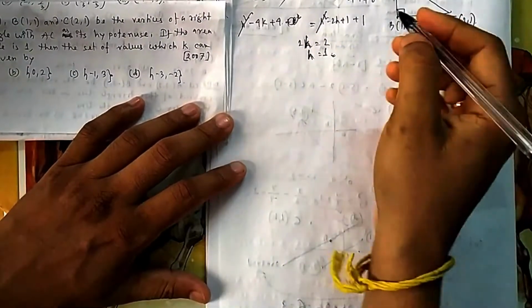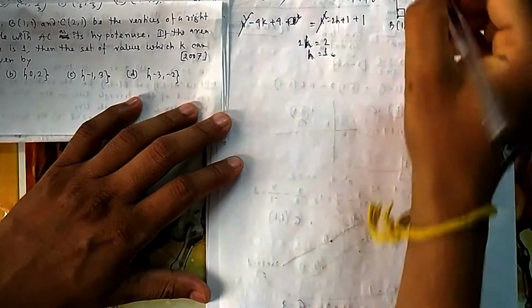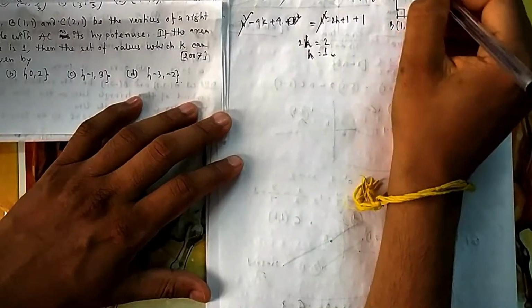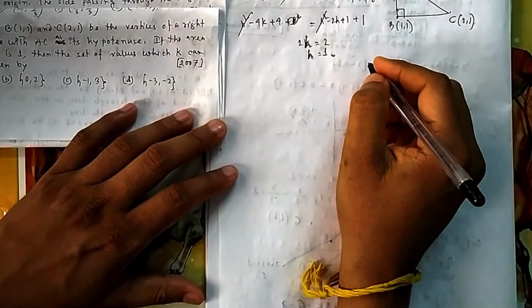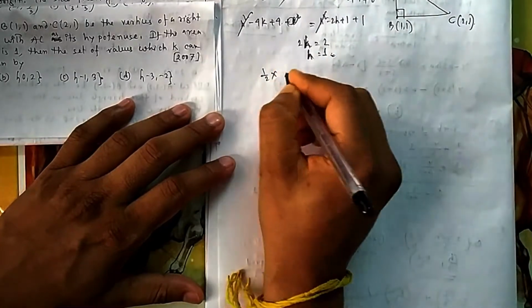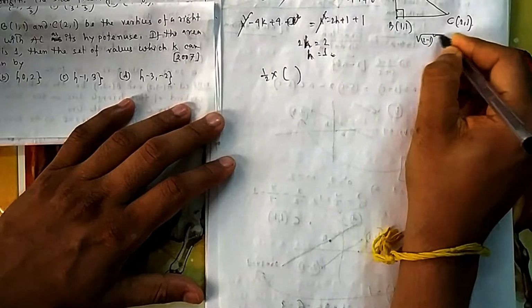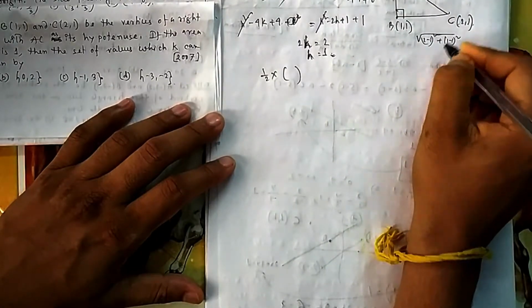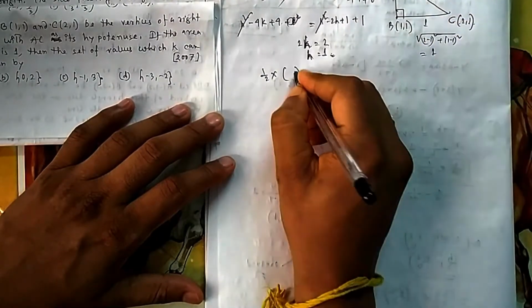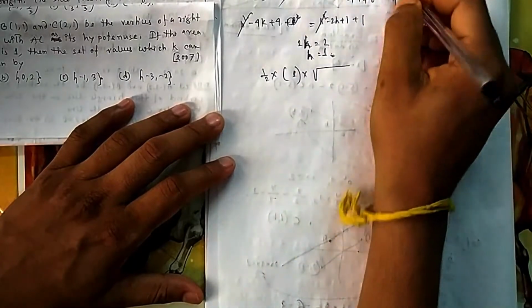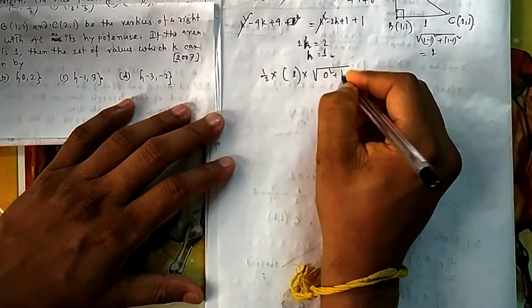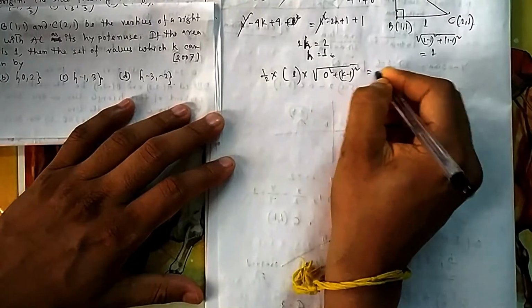So once you know H equal to 1, this is (1, K). Now because the area is 1, it is half into height into base. What is the base? Base is this. What is this length? (2 minus 1) whole square plus (1 minus 1) whole square, so this is 1. So the base is 1. What is the height? Height is this minus this: (1 minus 1) whole square, that is 0, and (K minus 1) whole square.